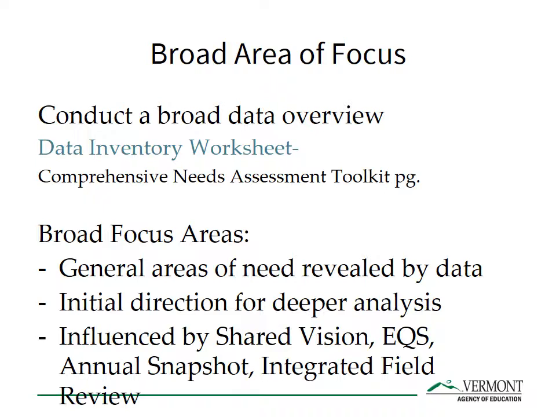The broad area focus is what the team will determine as a result of completing an extensive data overview. A broad data overview allows teams to look at demographic data, student outcome data, school process data, and perception data. There is a list of types of data that fall under each category in Appendix 1 of the March 2018 version of the Comprehensive Needs Assessment Toolkit, found on page 21. You can organize the collected data from the data overview using the data inventory sheet in the Comprehensive Needs Assessment Toolkit, found on pages 9 and 23.